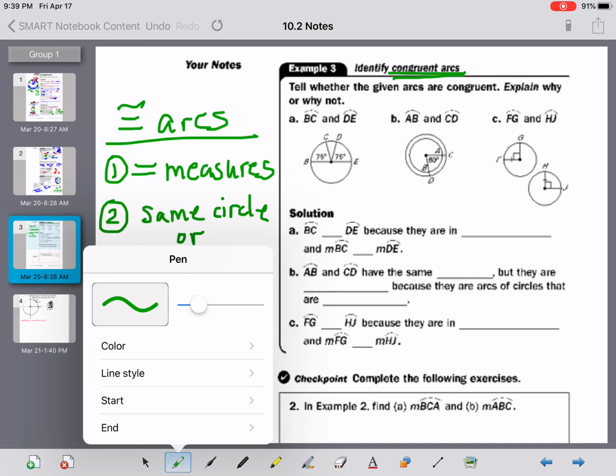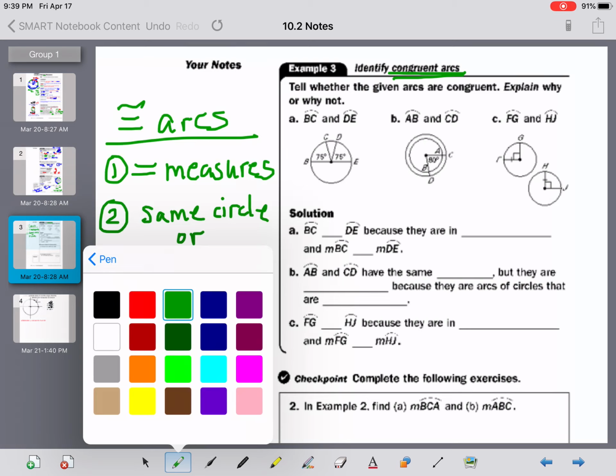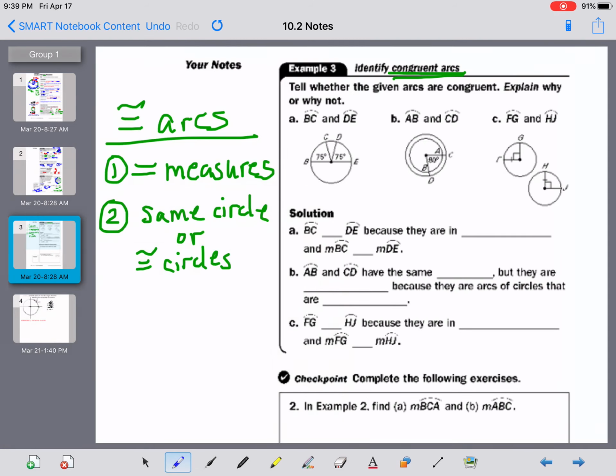So let's go ahead and look at A here. Our job here is to try to see, are arc BC and arc DE congruent? So we have 2 things we're checking. Do they have equal measures? And do they come from the same circle or congruent circles? Well, on BC, I see a central angle of 75, which means this arc is 75. On DE, I see a central angle of 75, so this arc is 75. So I would definitely say we have equal measures. I see the same number on both of them.